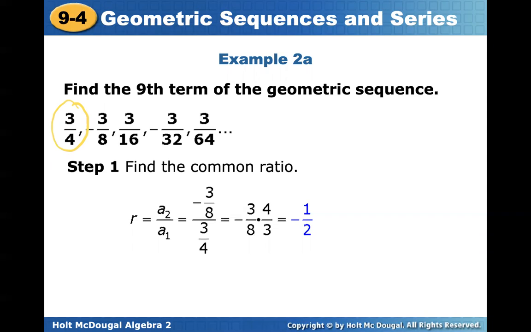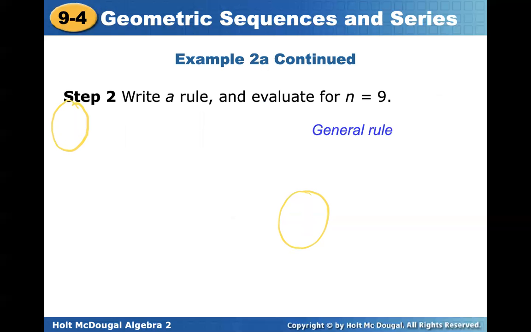So -3/8 divided by 3/4 ends up being -1/2. And does that kind of match up with this? Is the denominator already twice what it was before? Yeah. And the signs alternate, so it's -1/2. All right, so we know our first term and we know our common ratio. That's really all we need to know to come up with our general rule. Our first term is 3/4. Our common ratio is -1/2.